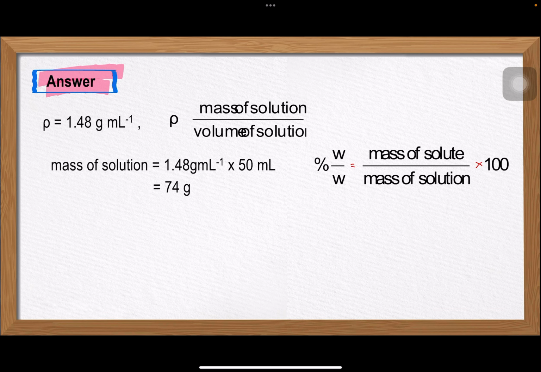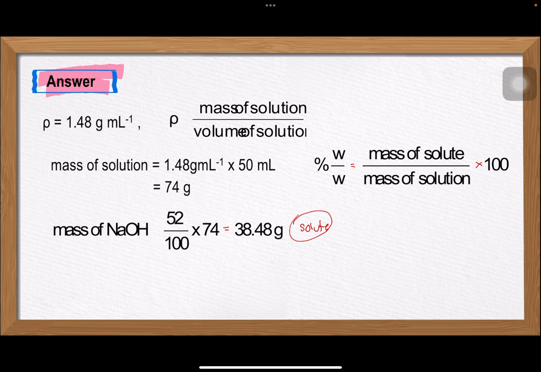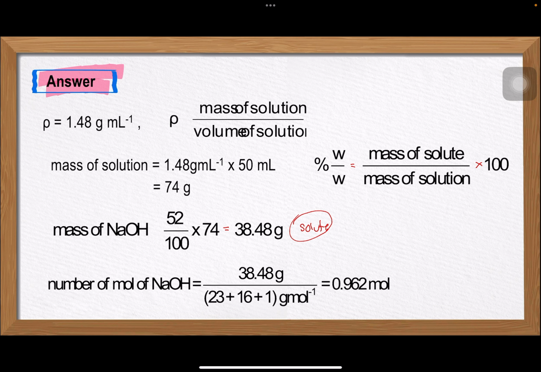So from here, mass of NaOH, 52% in the solution have 74 gram. So if 52% by mass of 64 gram is 38.848 gram of solute. This is solute, mass of solute. Okay, mass of solute 38.48 gram. So from the solute, change to number of mole, 0.962 mole.